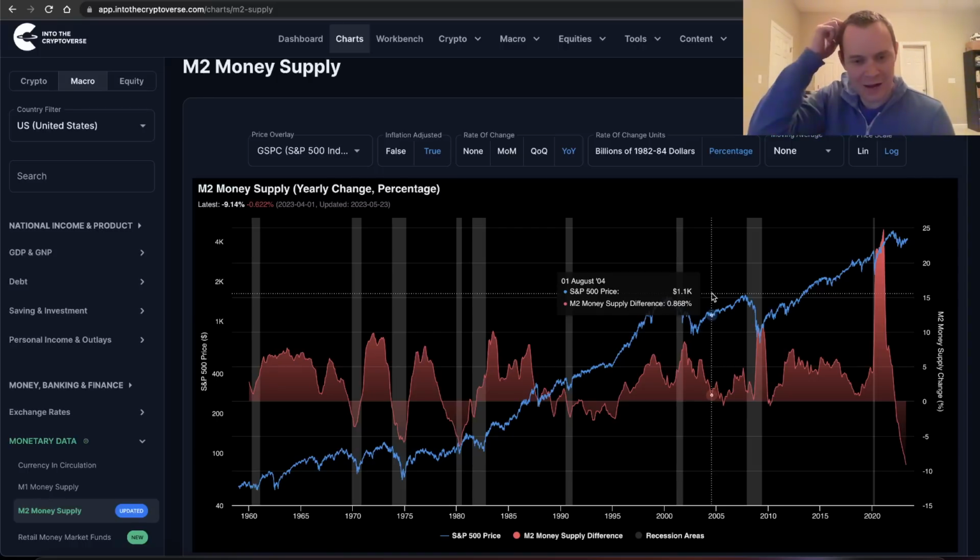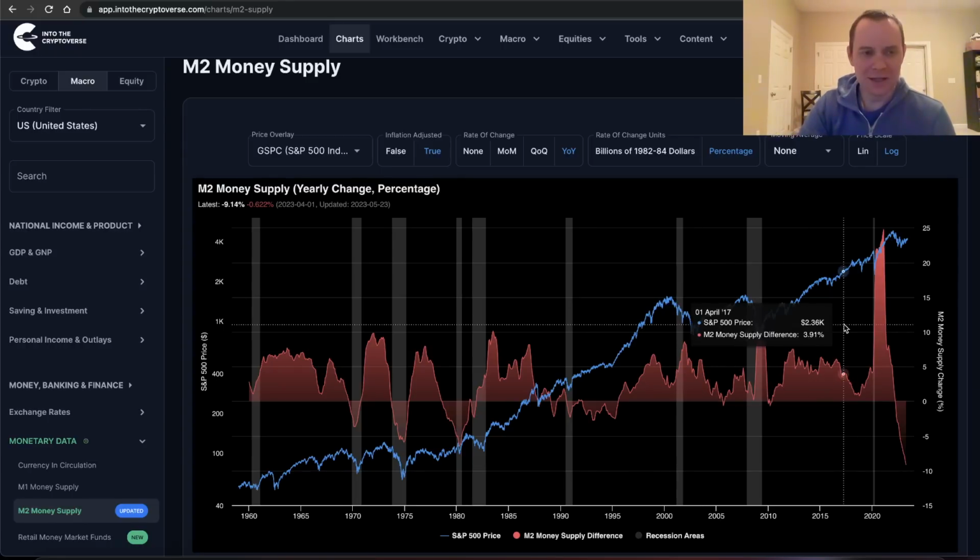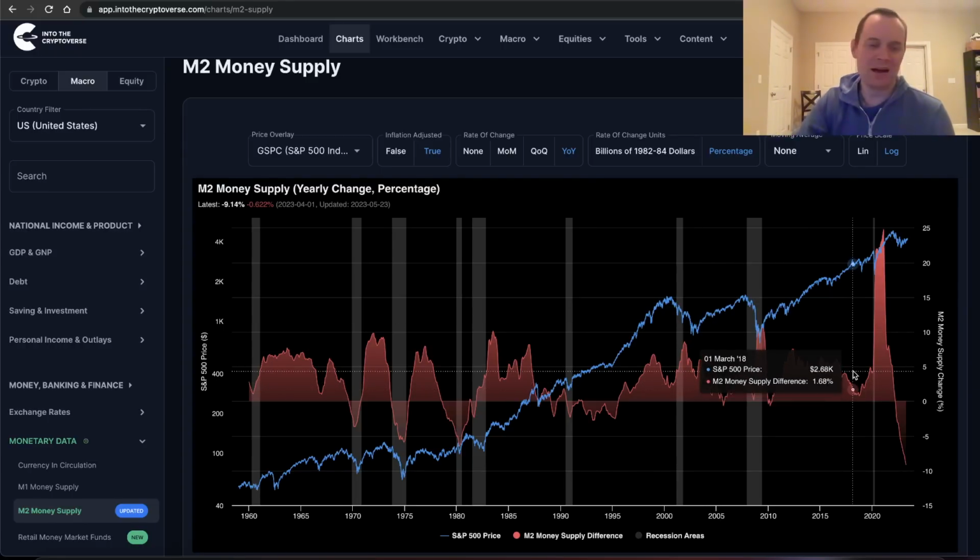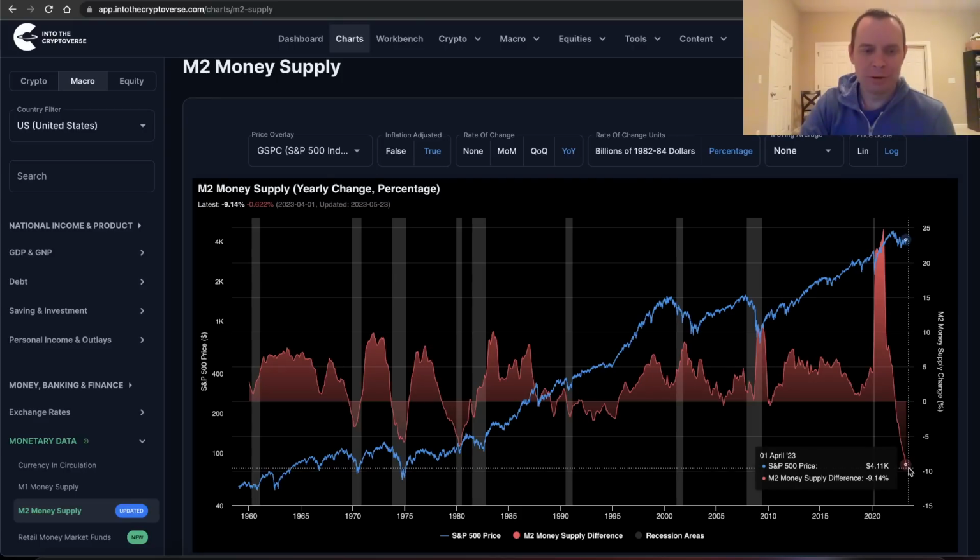So rather than a normal period, it's just we printed a lot of money really quickly, and now a lot of that money's being taken back, okay? So negative 9.14% year over year percentage change.